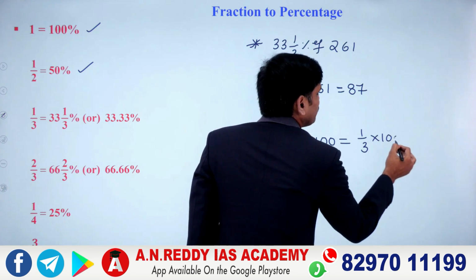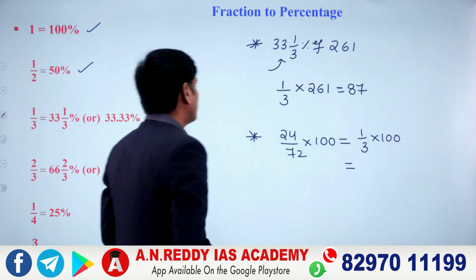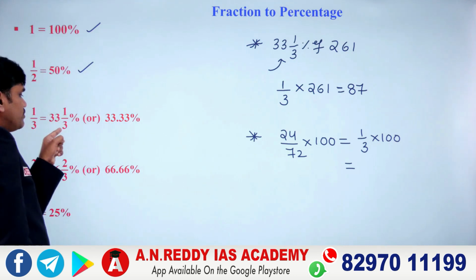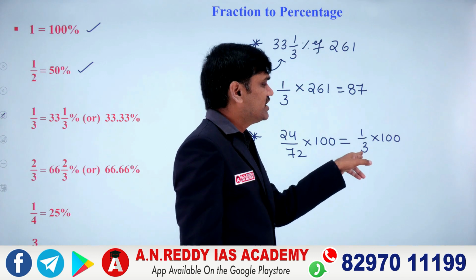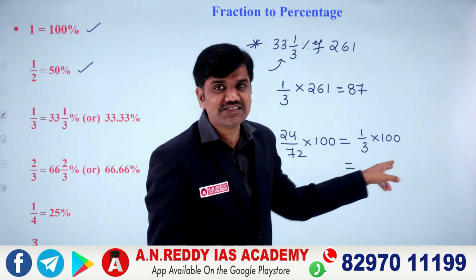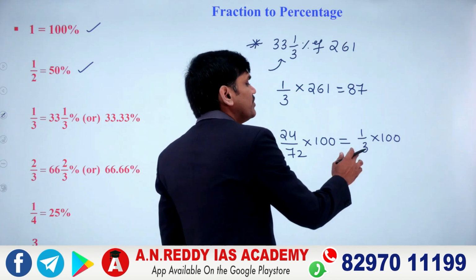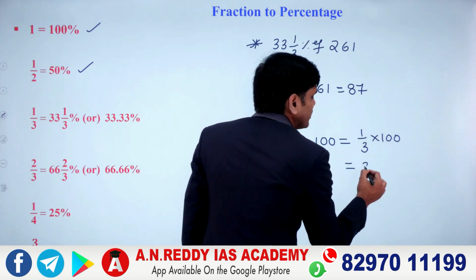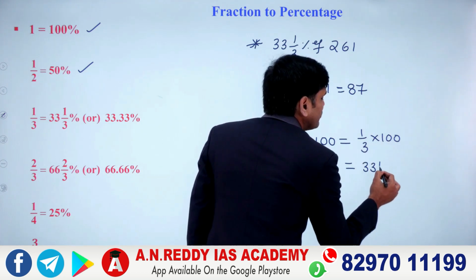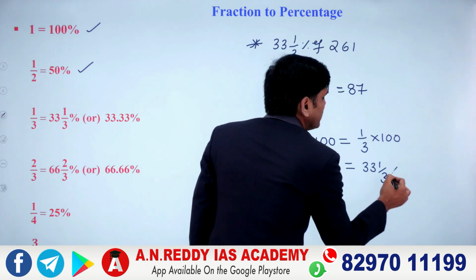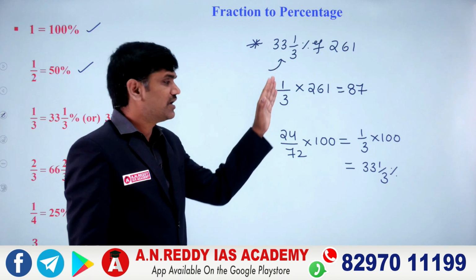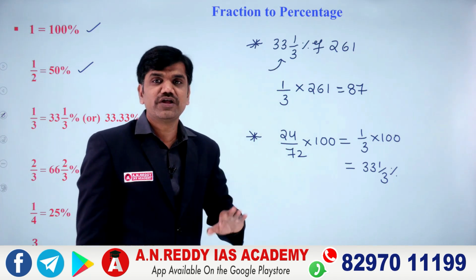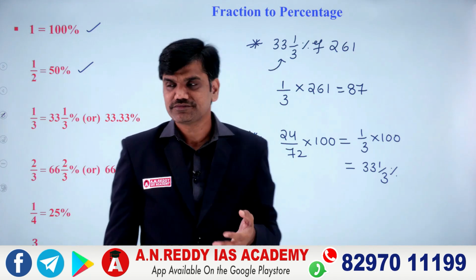So 1 by 3 fraction, when converted into percentage, will be 33 1/3%. So if you come across this 1 by 3, straight away into 100 is there. You need not cancel it. You can directly say that 1 by 3 when converted to percentage will become 33 1/3%. Like this, it will be useful for us in both the ways, fraction to percentage and percentage to fraction.